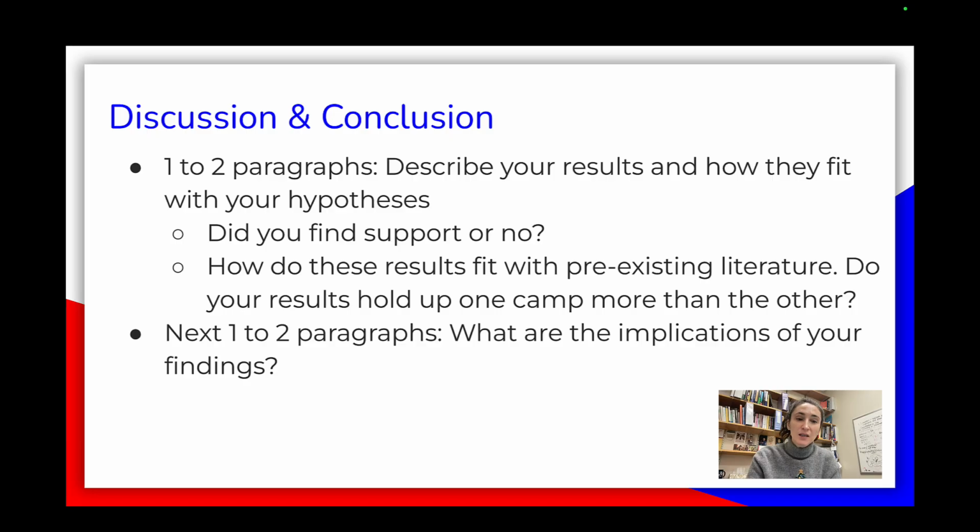Okay, and then the next 1 to 2 paragraphs are, what are the implications of your findings? Okay, so what do they mean more broadly? Are there questions about democratic stability? What does this mean about polarization? What does this mean about policy outcomes? There are a lot of different options, but just make sure you think about what is the ultimate punchline of your finding? Why is it important, right? And talk about that here.